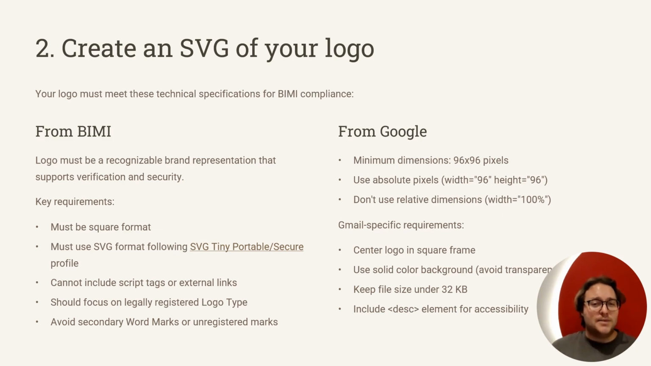Google also has specific requirements for BIMI in Gmail. The logo must have minimum dimensions of 96 by 96 pixels, using absolute pixels rather than relative dimensions. The logo should be centered in a square frame with a solid color background with no transparency. The file size should be kept under 32 kilobytes, and the description element should be included for accessibility.